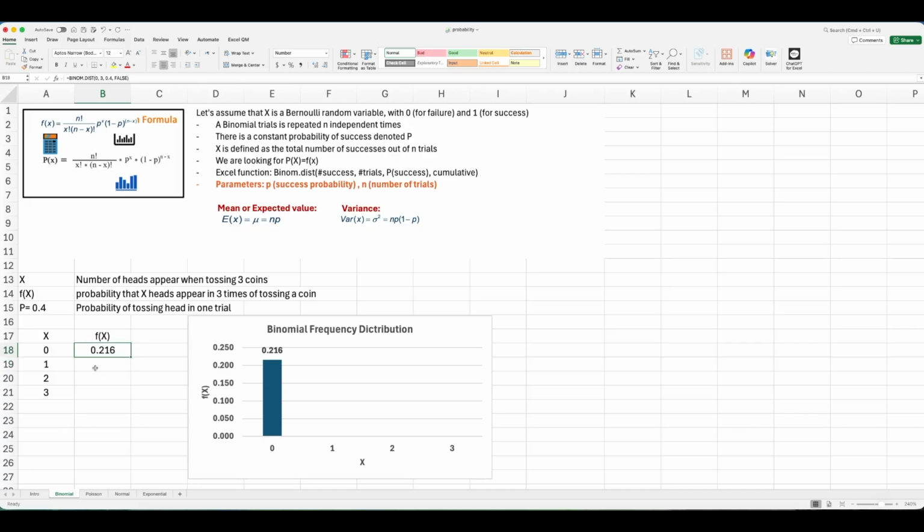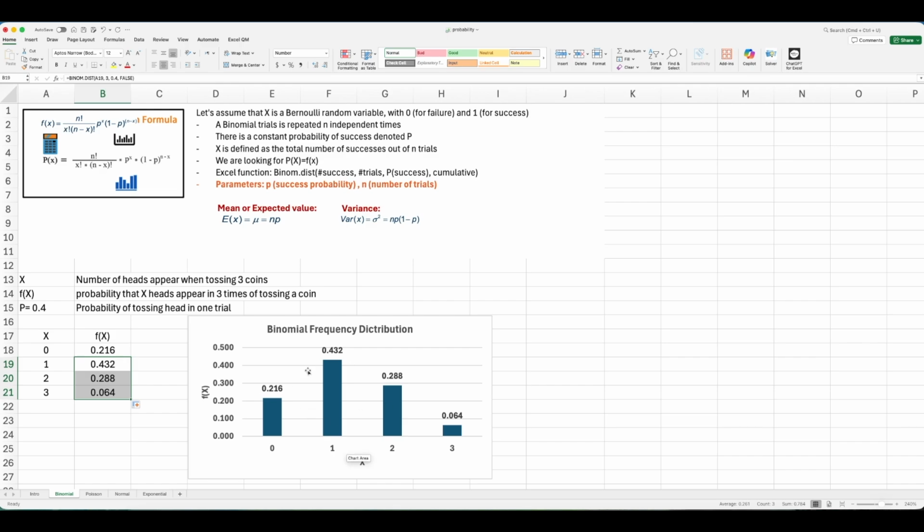I can repeat this function for the rest of the numbers, so that would be equal to binom.dist. Instead of typing 1, I can select this cell A19. And then out of 3 trials with a probability of 40% and false again, because it's just the probability of 1. I can repeat this for the other numbers. There is no probability for x getting 4 here, because we are tossing 3 coins. It's not possible to get more than 3 heads in this experiment.